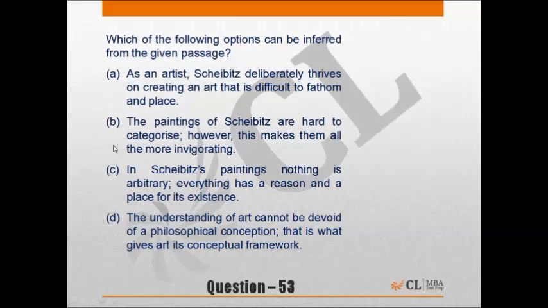Question 53. Which of the following options can be inferred from the passage? Choice A: as an artist, Shibitz deliberately thrives on creating an art that is difficult to fathom or place. No, this is incorrect. Nowhere in the passage does it come out that he is deliberately trying to confuse. There is a method which is probably understood by him and not by the others.